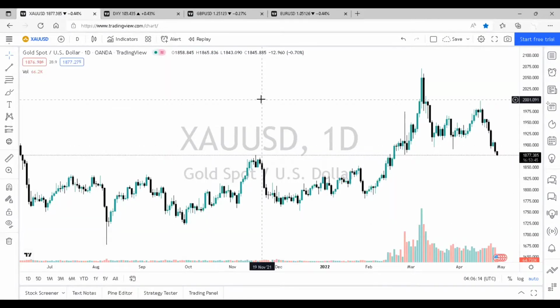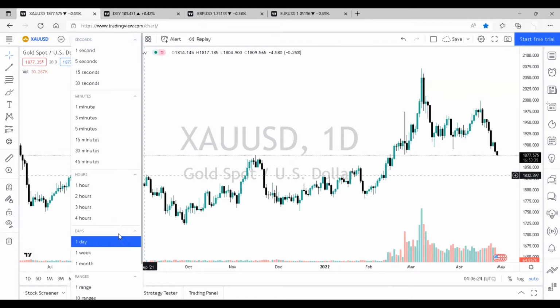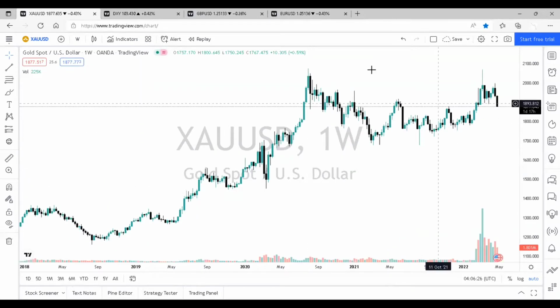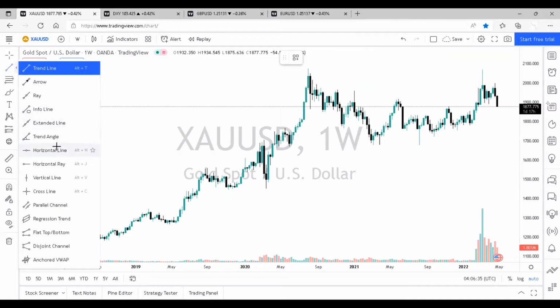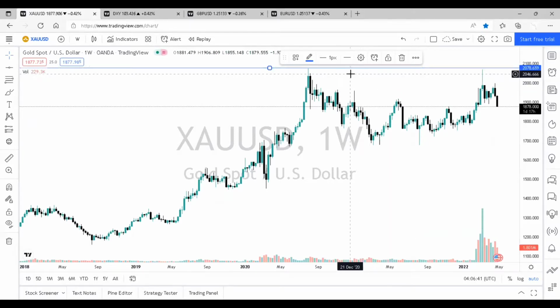So here I have the gold versus dollar, and since we're going to start on the daily, we're going to also just take a look at where the weekly is and establish where the highs are and the lows are of that market. So we have a long-term high here, so the gold made long-term highs, and we're going to build our narrative of what's been going on.